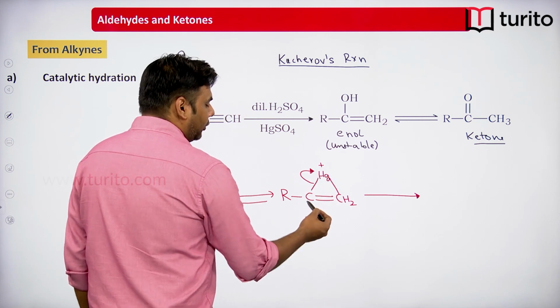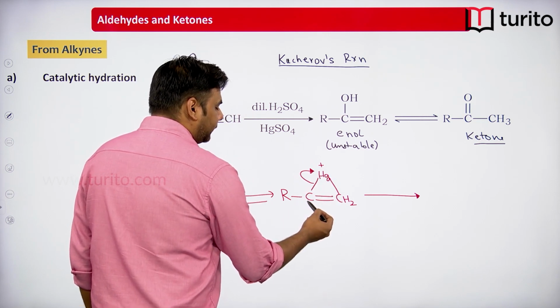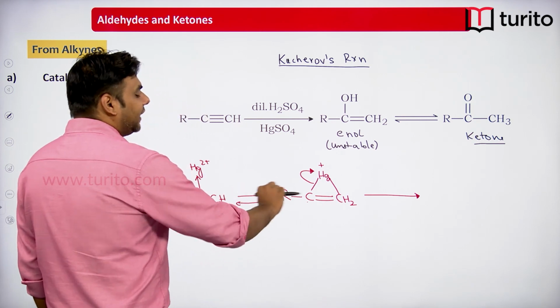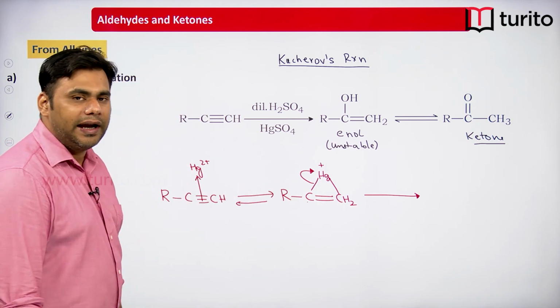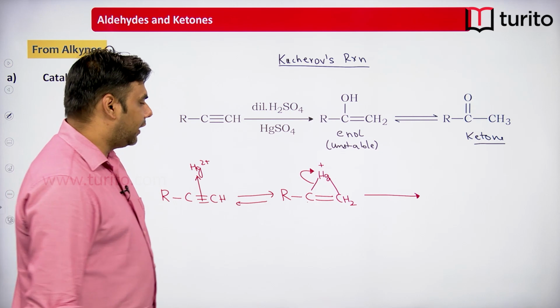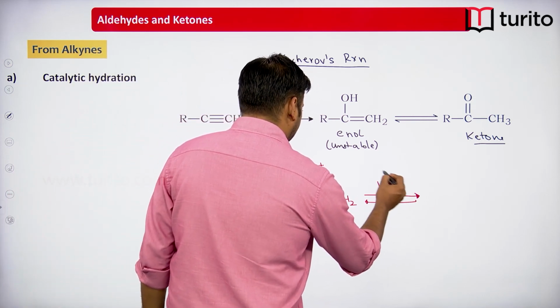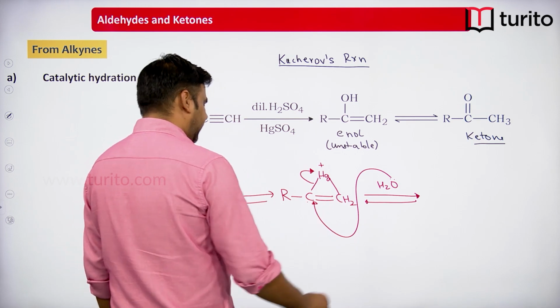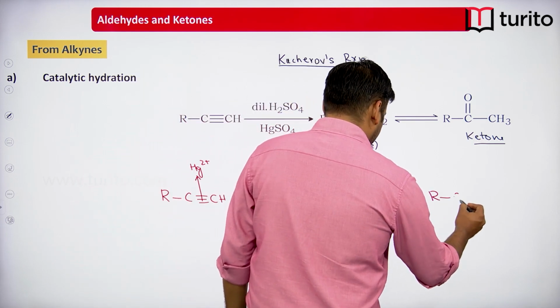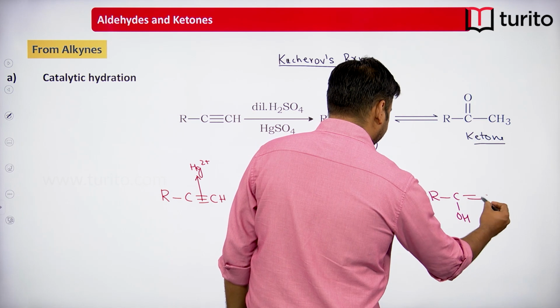It will break from here because the carbocation formed at this particular carbon would be more stable, as the alkyl group would be releasing electrons through inductive effect and hyperconjugation. So carbocation would be formed at this carbon. So as the carbocation is formed, water attacks on the back side. So it forms a molecule like this.